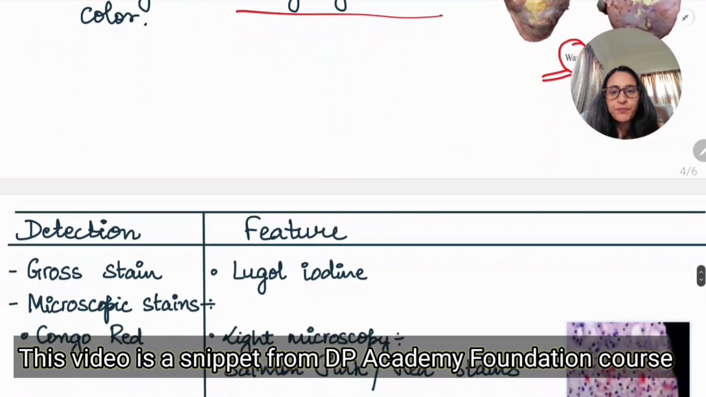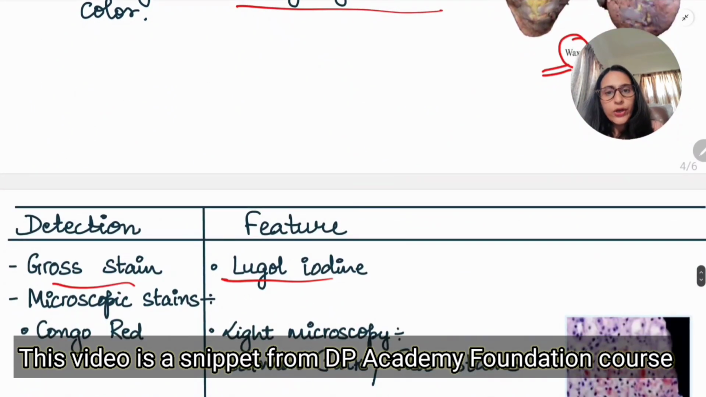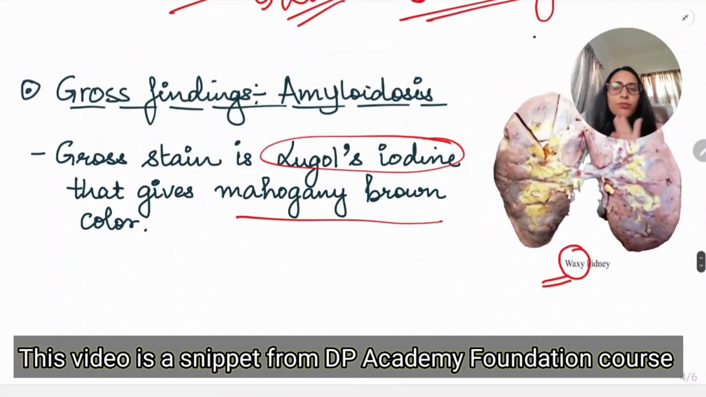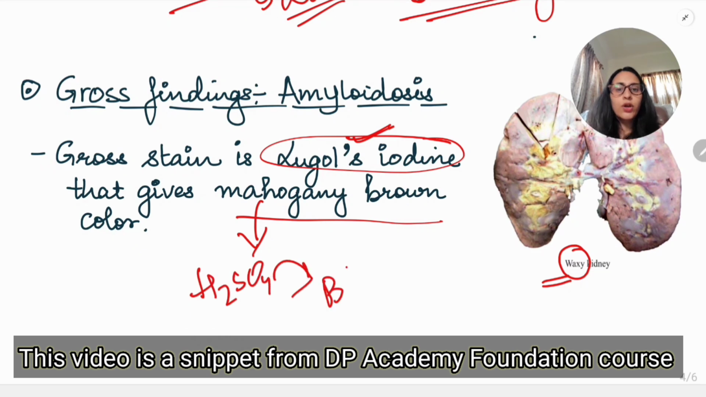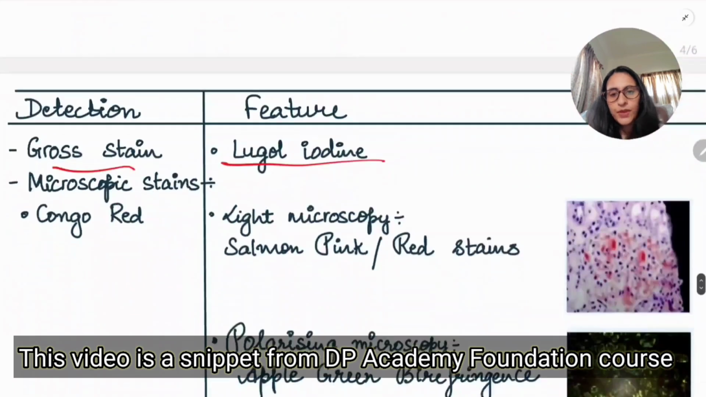Mahogany brown color. So gross staining on Lugol's iodine, it is the mahogany brown color that is seen. This is the most important thing on the gross finding that you need to remember, that the gross stain we use is Lugol's iodine, and it gives you mahogany brown color. But on top of that, if you add sulfuric acid, then it turns into the blue color. That is something that we can do to check the amyloid deposition. But most importantly, you need to remember that Lugol's iodine gives mahogany color.